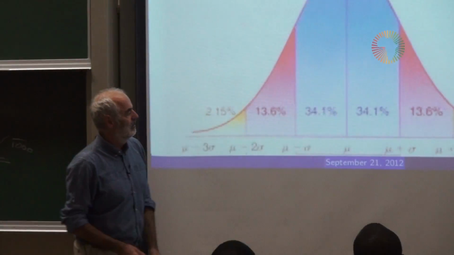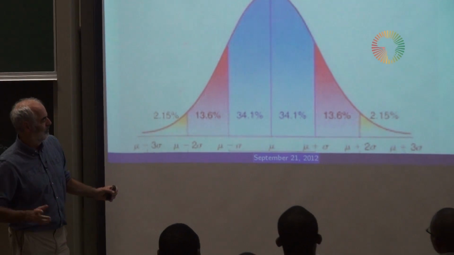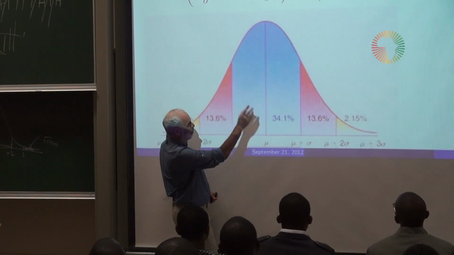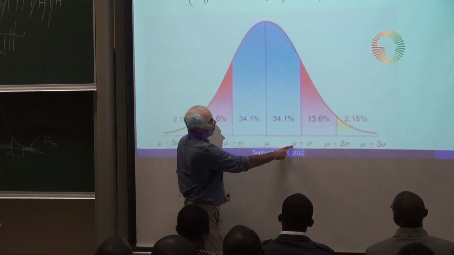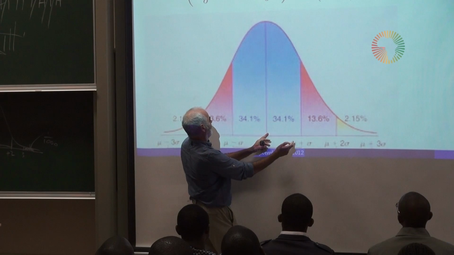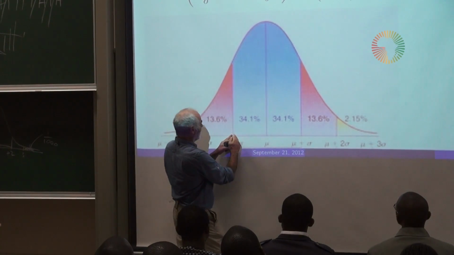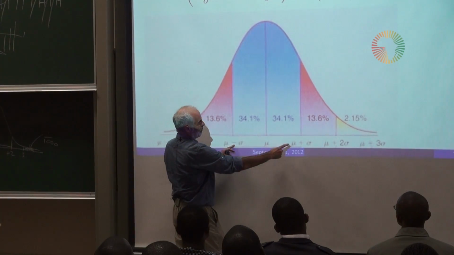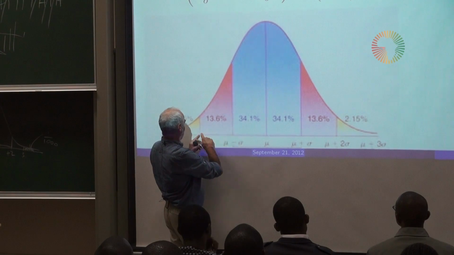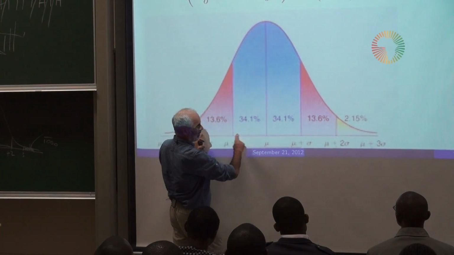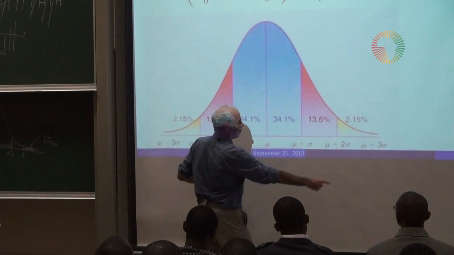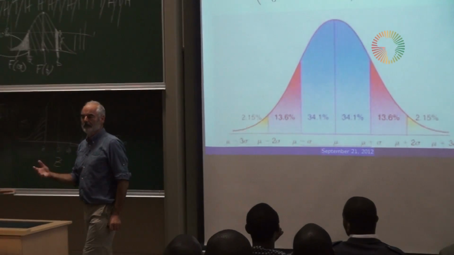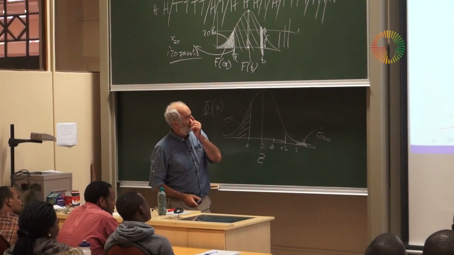taken from Wikipedia or somewhere, stolen from somewhere, that shows, as usual, that if you've got a normal distribution with mean mu, plus 1 standard deviation contains 34% of the area. So the middle bit is 68%. So about 2/3 is between plus or minus 1 standard deviation. Then 95% is between plus or minus 2, and plus or minus 3 contains nearly all of it, 998 over 1,000 of the distribution.